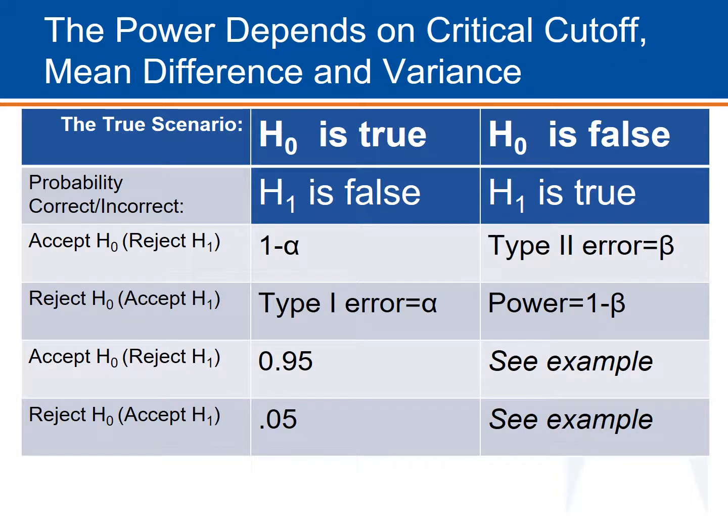The power calculation will depend on the critical cutoff value, which very often we set at the 0.05 level. That's what we've been doing so far when we've been calculating 95% confidence intervals. It also depends on how much of a mean difference you expect to see and the variance in the population. So if you expect a larger mean difference, you will have more power. If you have a smaller variance, you will have more power. And if you shift your critical cutoff from a 0.05 level to a 0.10 level, you will have more power.